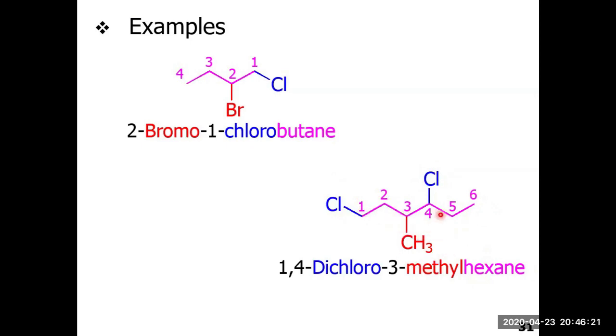Now, always number this chain in such a manner that it will give you the lowest possible set of locants. In this case, it will be 1, 2, 3, 4, 5, and 6. So doing that, we recognize that at carbon 1 and carbon 4, you have the same substituents, so we use the prefix di. So it becomes 1,4-dichloro. Now at carbon 3, you have a methyl group, so you have 3-methyl. So the final name will be 1,4-dichloro-3-methylhexane.